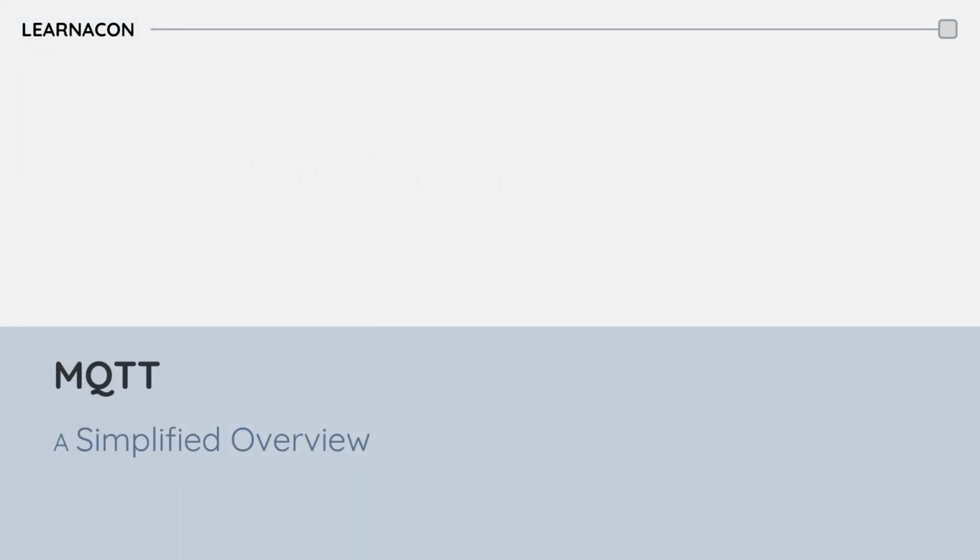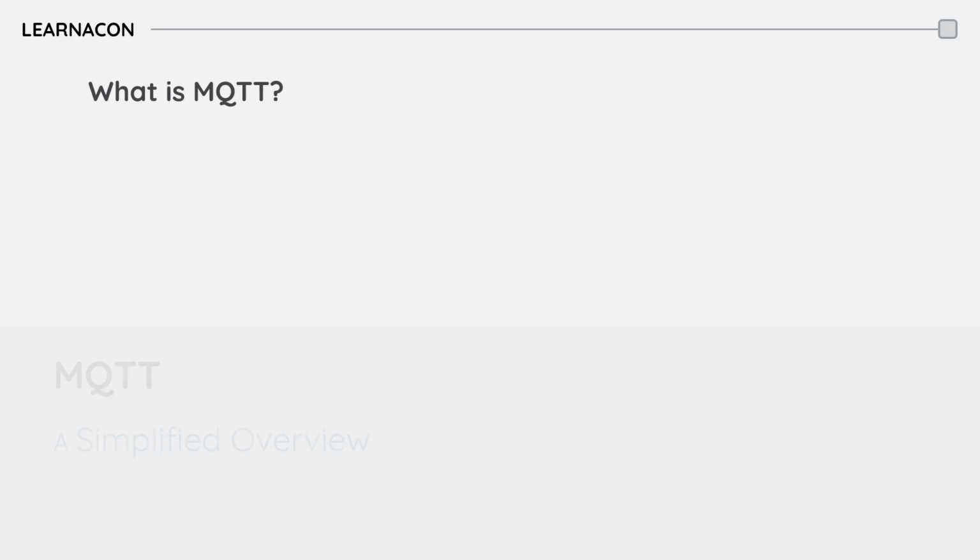Have you ever wondered how millions of smart home devices, industrial sensors, and even your favorite messaging app send tiny bits of data instantly and reliably? The answer is often a simple yet powerful protocol called MQTT. In this video, you will learn what MQTT is, how it works, and why it's the most popular communication protocol in the world of IoT.